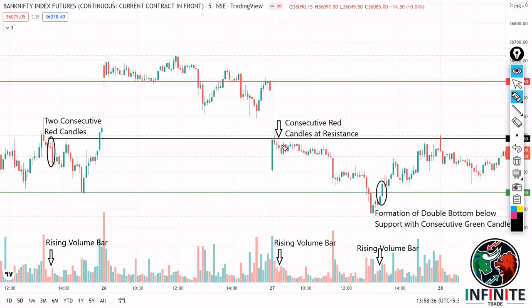So here also, we have two consecutive red candles with rising volume bars, which indicates that we saw pressure building up previously at the same place. We're again seeing selling pressure, and then boom, the market went down strongly. Now what we need to see is, see, it broke a support.